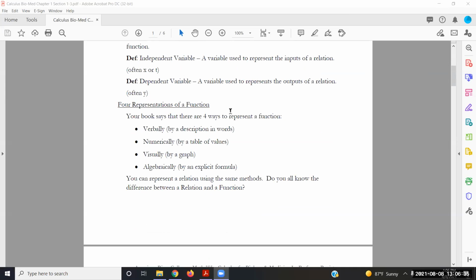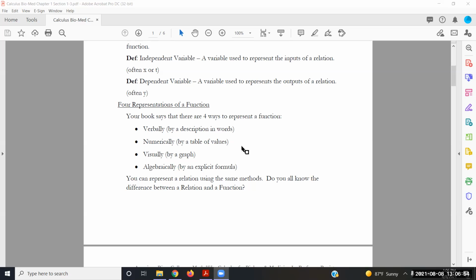That said, there are 4 ways that you can represent a function. One is verbally. And so for instance, if I were to tell you, for every input you give me the square of that value. That's a way of representing a function just verbally. And so in that case, it's going to be the squaring function.